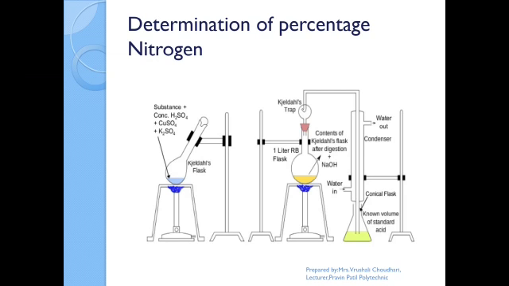In an exam, they will ask you which process is used for determining percentage of nitrogen. In that we are going to use the Kjeldahl process. The flask is called the Kjeldahl flask. In this we are going to take coal sample along with CuSO4, H2SO4, K2SO4, and after heating, whatever ammonia is formed is allowed to pass through it.